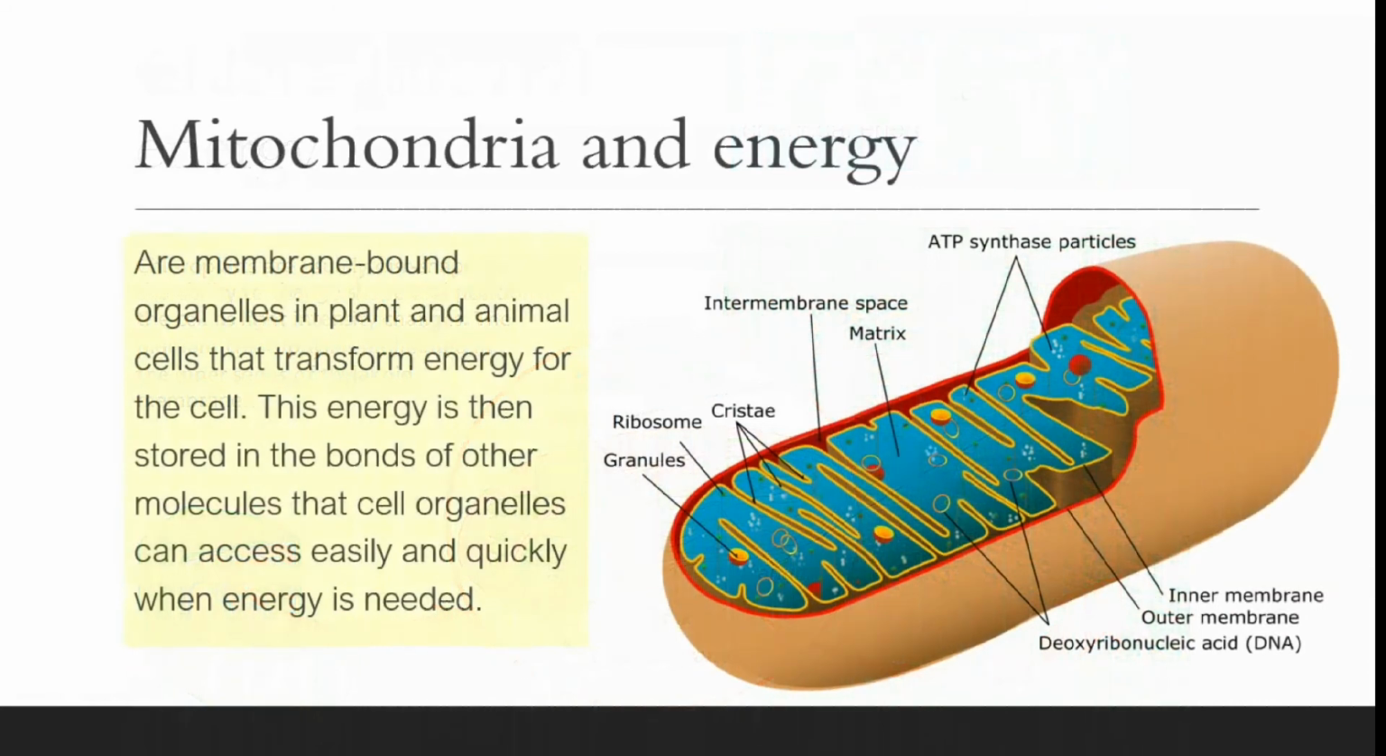Mitochondria and energy. Mitochondria are membrane-bound organelles in plant and animal cells that transform energy for the cell. This energy is then stored in the bonds of other molecules that cell organelles can access easily and quickly when energy is needed.